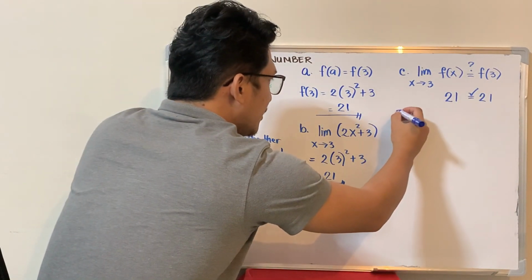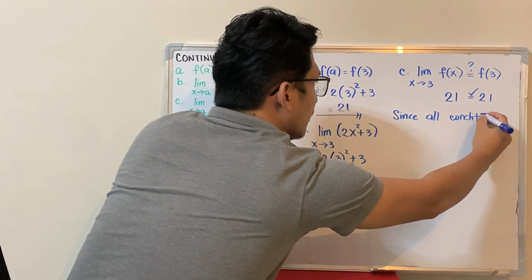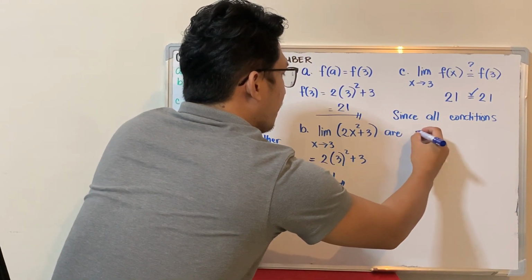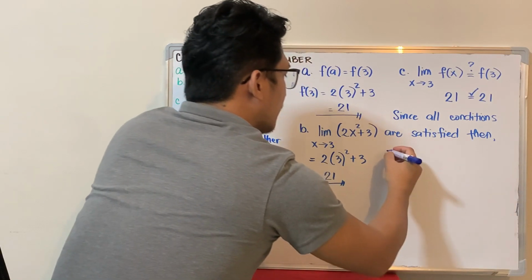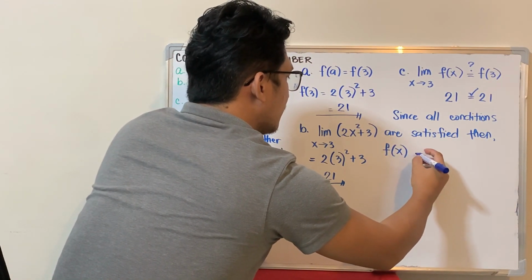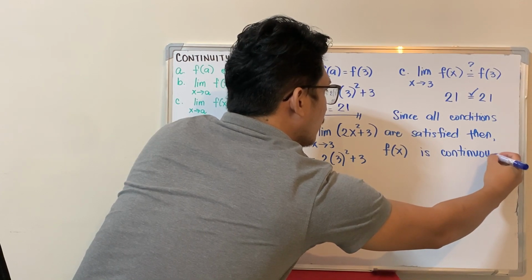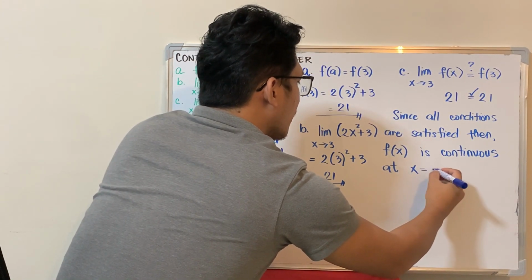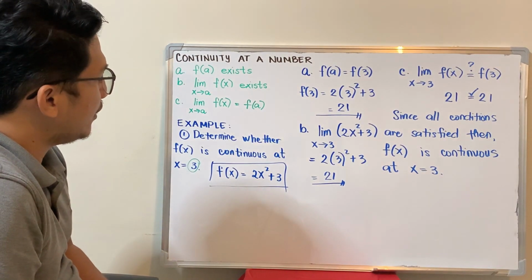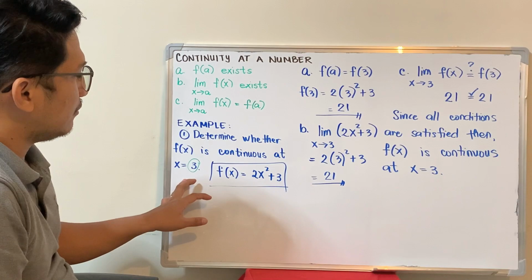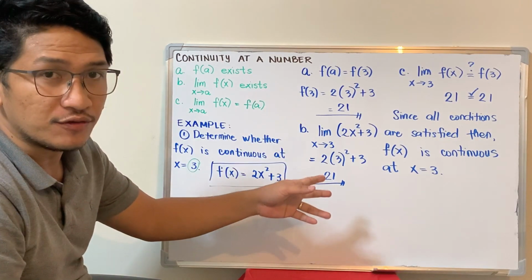Okay, since all conditions are satisfied, then f of x, or the function, is continuous at x equals 3. That is the goal, we have to show that it is continuous at x equals 3. We are showing that the function is continuous at x equals 3. Actually, there can be two results: it can be discontinuous or continuous. But as for this one, we have a result that it is continuous.